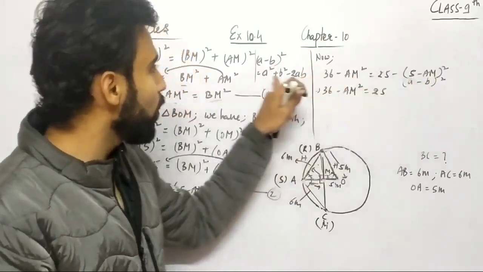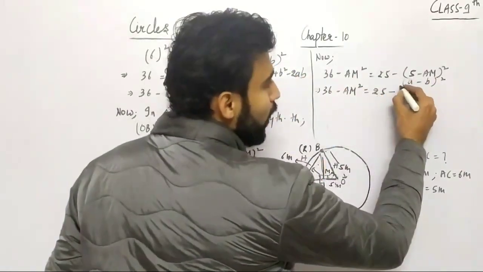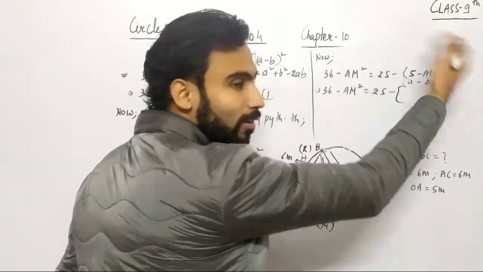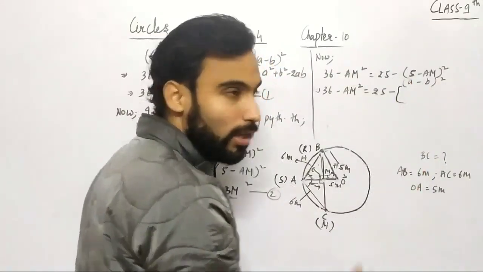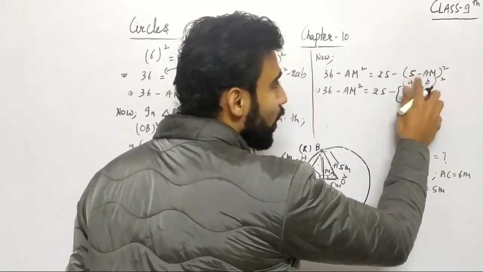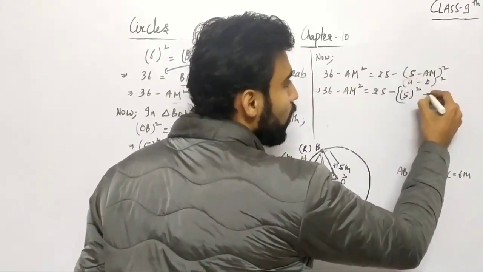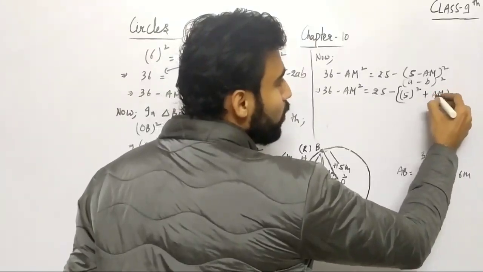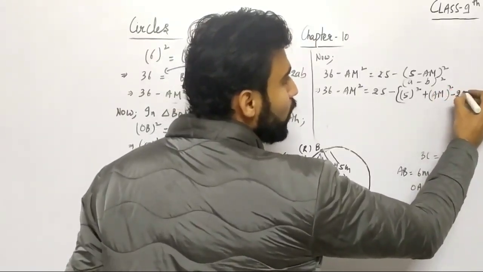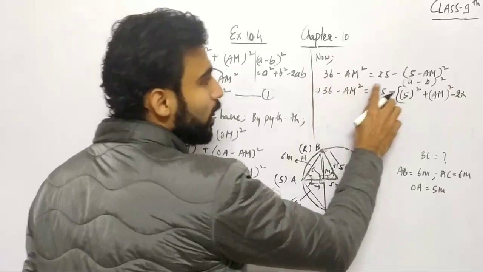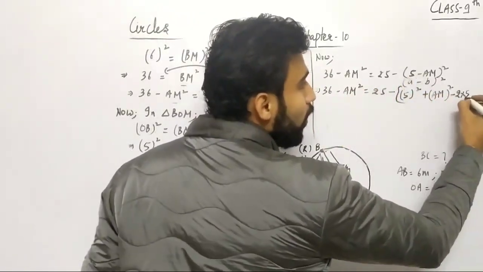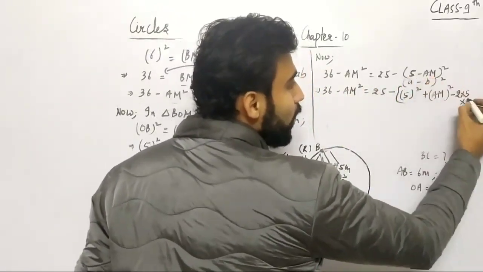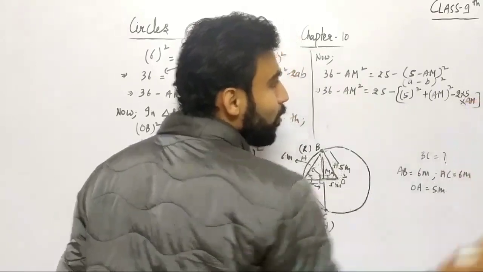So you can see that will be A square. That means in the bracket, because here there is a minus sign, that will change the sign of the bracket value. So here, putting a bracket, you can see A square will be 5 square plus B square. B is AM, so that will be AM square minus 2 into A into B. So what is A here? That is 5, into B, that is AM, right? So 2 into A into B, bracket closed.